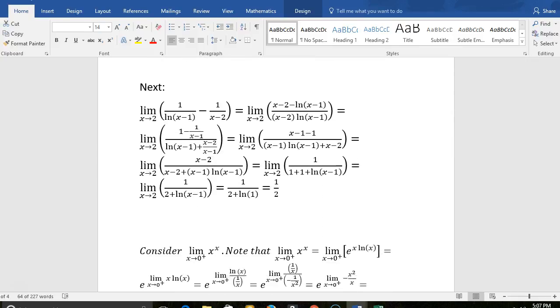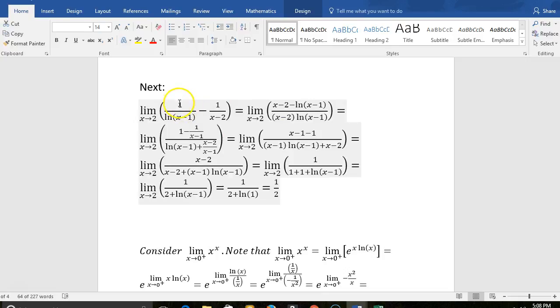Now let's look at a more beefy example. The limit as x goes to 2 of this guy right here. Okay. At first this is messy because we're getting 1 over 0 minus 1 over 0, because the ln of 1 is 0 and 2 minus 2 is 0. We're letting x go toward 2. Now we get a common denominator.